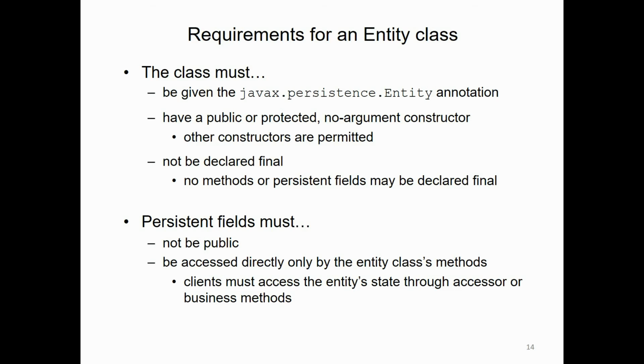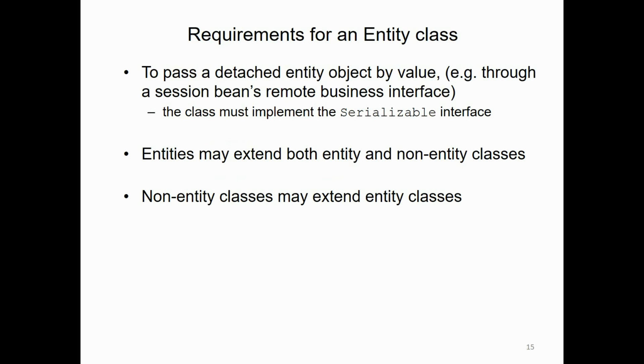and can also be accessed by business methods. I mentioned a few minutes ago about the idea of detaching entity objects. This means that we can then pass them around, but for us to be able to do that, we do have to ensure that we implement a java.io.Serializable interface. We can put entities into an inheritance hierarchy as well if we want to.